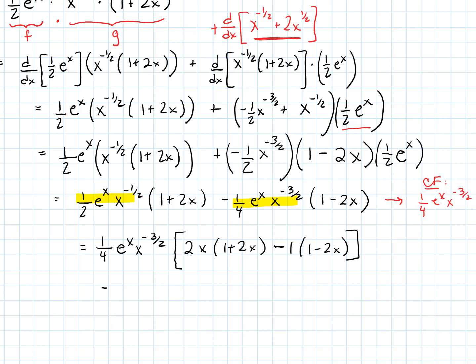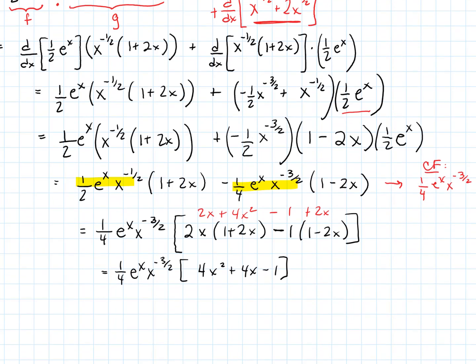And then we just continue down to simplify just a little bit more. 1/4 e to the x, x to the -3/2. Let's go ahead and distribute this out and see what we get. We get 2x plus 4x squared minus 1 and plus 2x. And so what that's going to leave me with inside that expression is 4x squared plus 4x minus 1. And that is our second derivative.